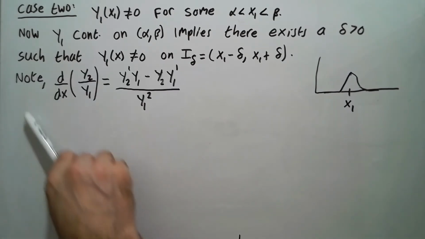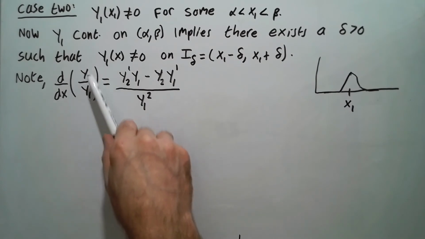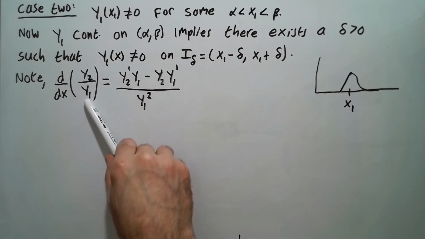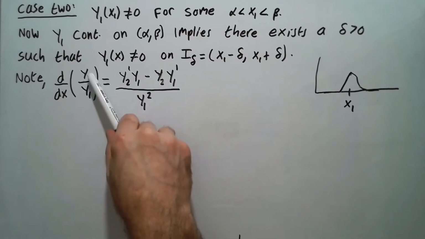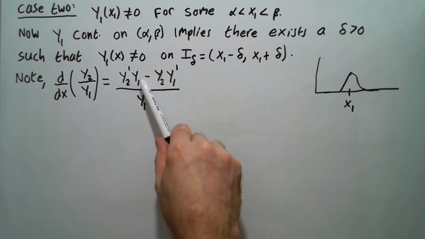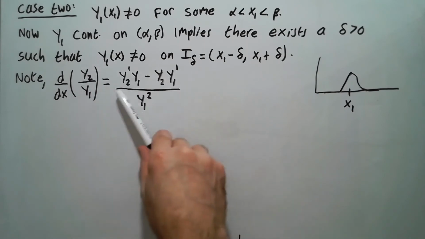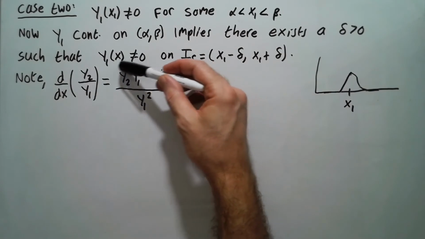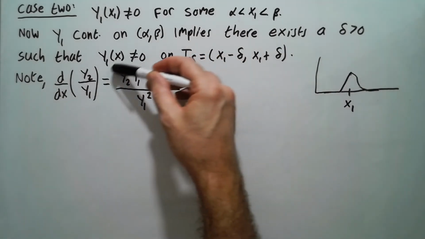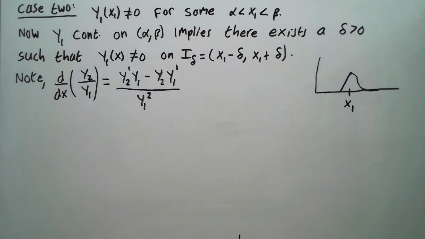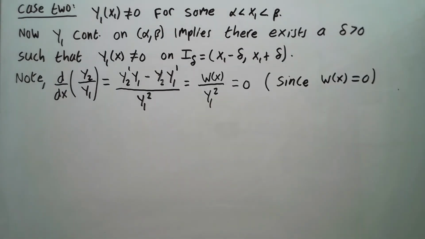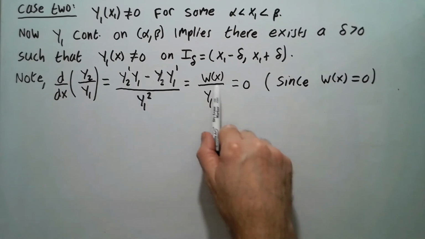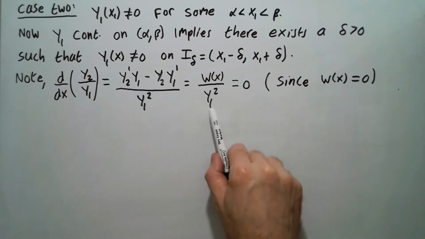Okay, so next let's look at the derivative of y2 over y1. We're going to have to use the quotient rule. Here's the quotient rule: derivative of top function times bottom minus top times derivative of bottom, divided by bottom squared. Notice this numerator up here is actually the Wronskian. So let me write that here. Again, the top part is the Wronskian divided by y1 squared.